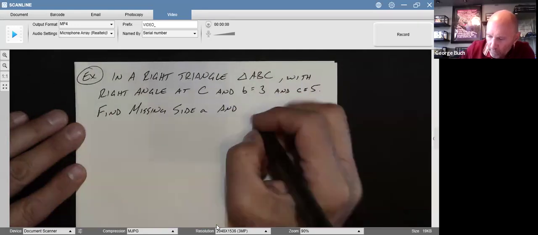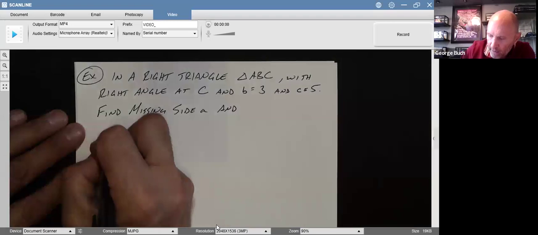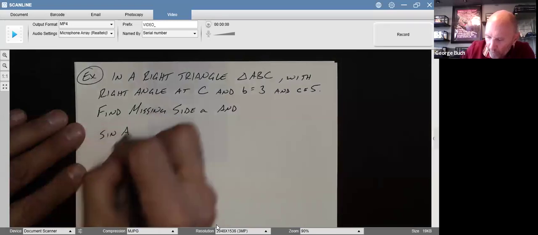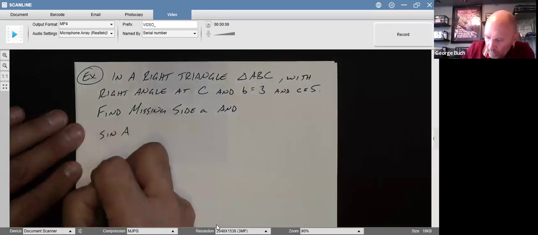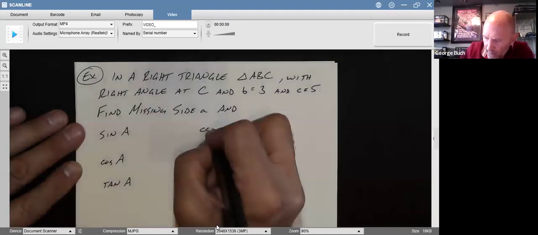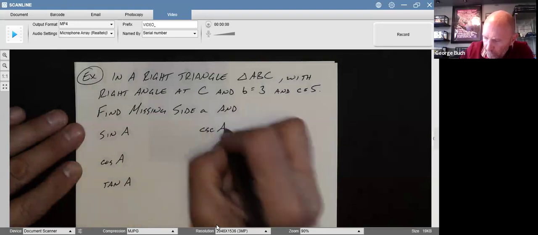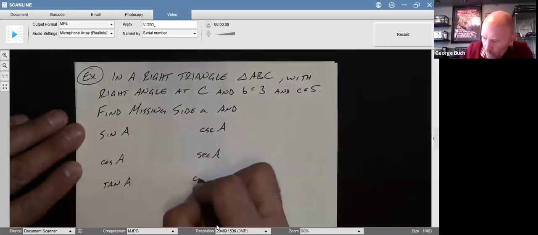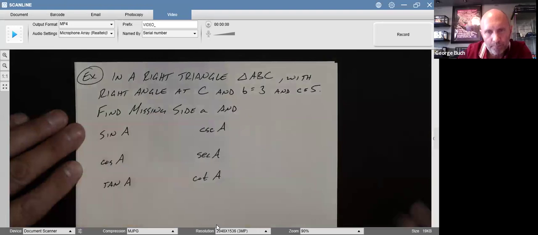and find sine of A, cosine of A, tangent of A, cosecant of A, secant of A, cotangent of A. Like, what is going on here?